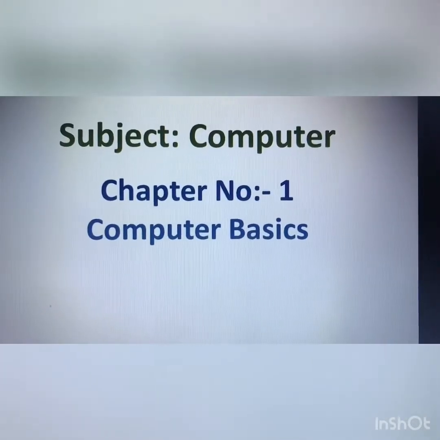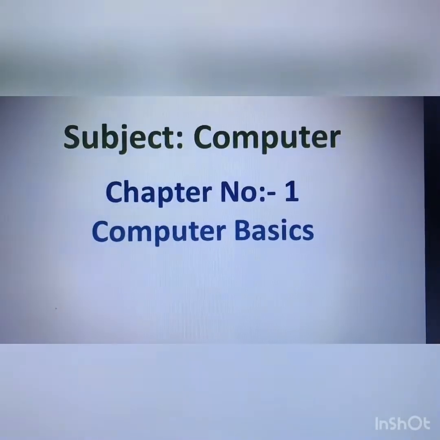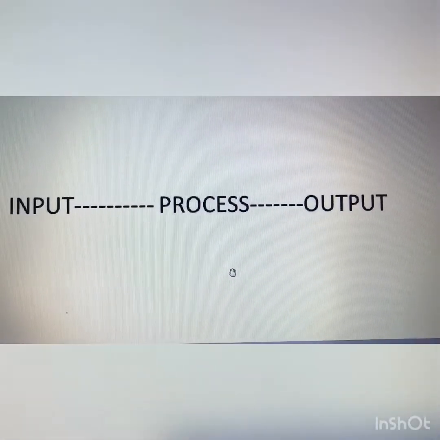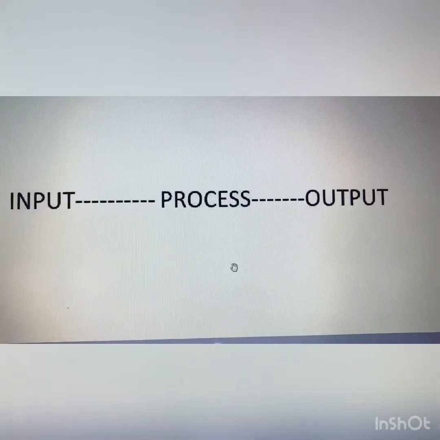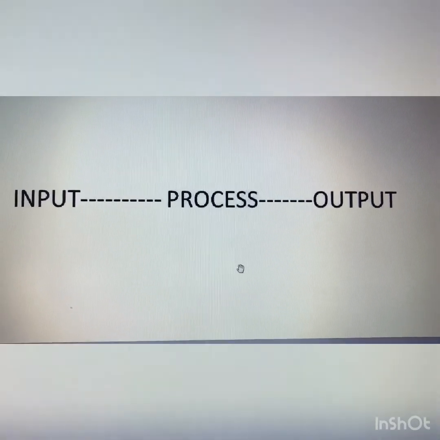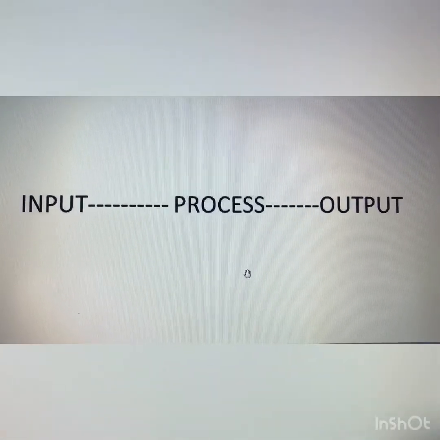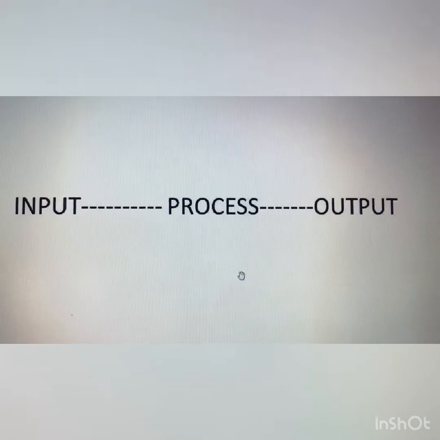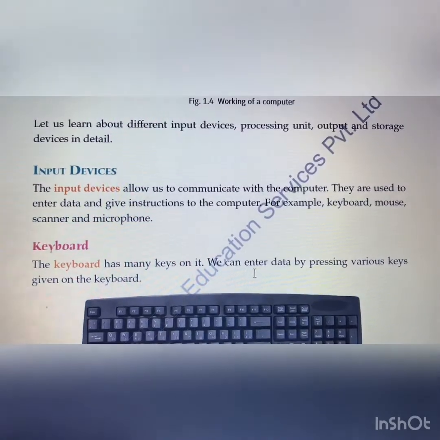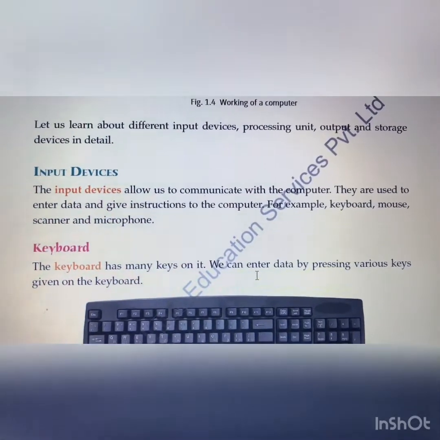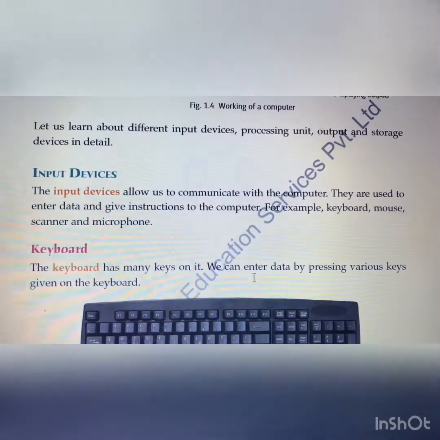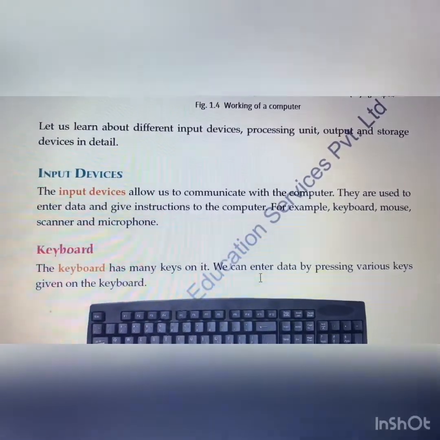Good morning, students. We are going to continue our chapter number 1, Computer Basics. In our last class, we all have seen the definition of input, process and output. In this class, we will go into detail on what devices are used in input, process and output. The first device is the input device. The input device allows us to communicate with the computer. They are used to enter data and give instructions to the computer. For example, keyboard, mouse, scanner and microphone.